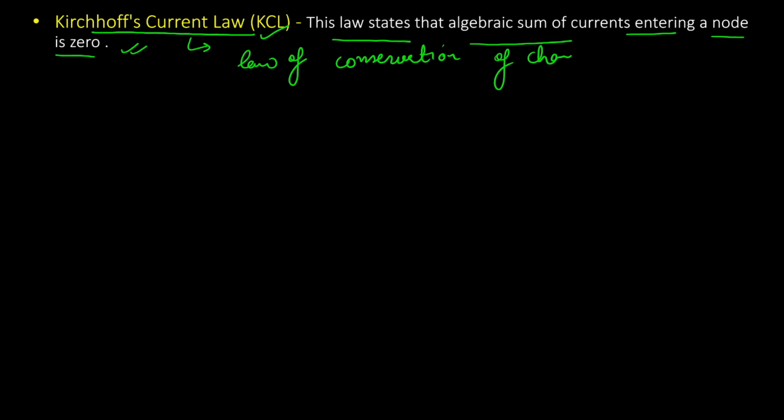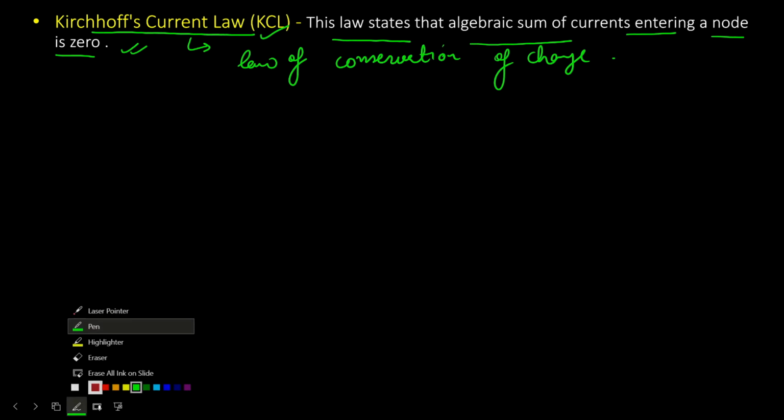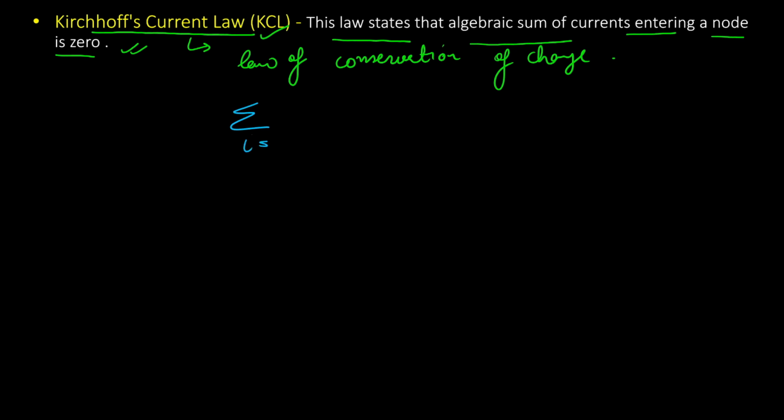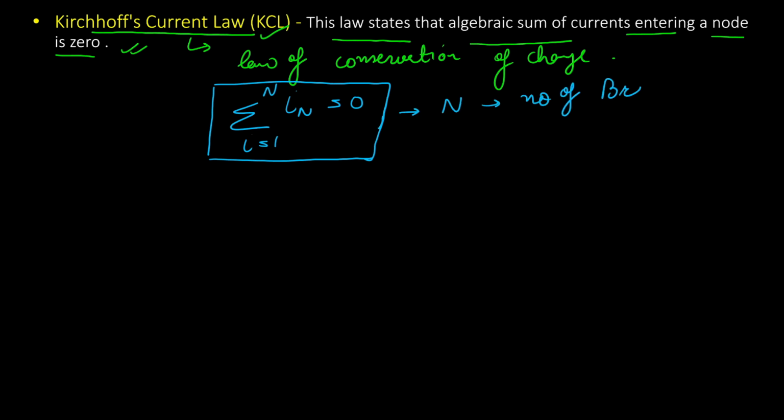Mathematically, this law is given as the summation of I from n equal to 1 to n, I of n, is equal to 0. This is an important expression and you need to remember it. Here n stands for the number of branches connected to that particular reference node on which we are applying KCL.